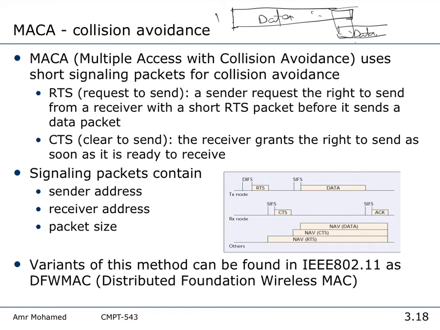Okay? But if this node sends RTS first, okay, so this node will send a very short RTS. The RTS is very short. If this node listens to this RTS, so it knows that node 1 is trying to send. So it will abstain from doing anything. And that's what we're trying to do. Okay? So this RTS is sent to the receiver, no?